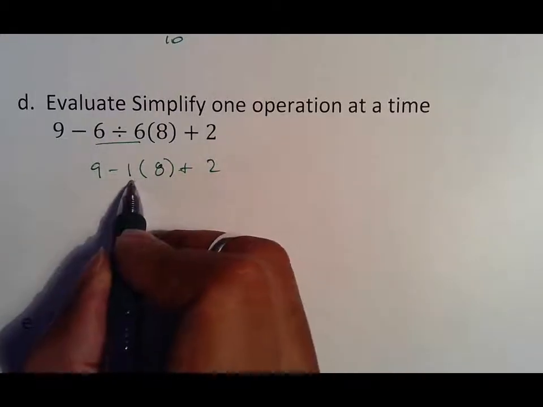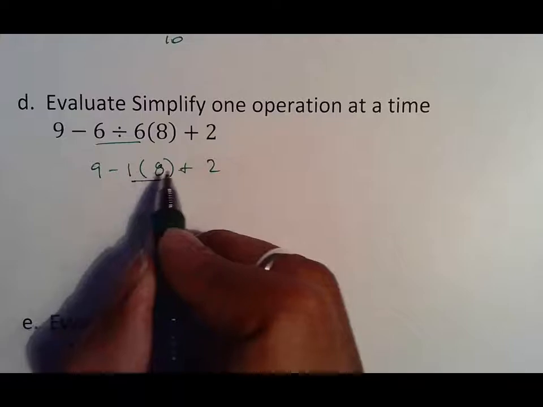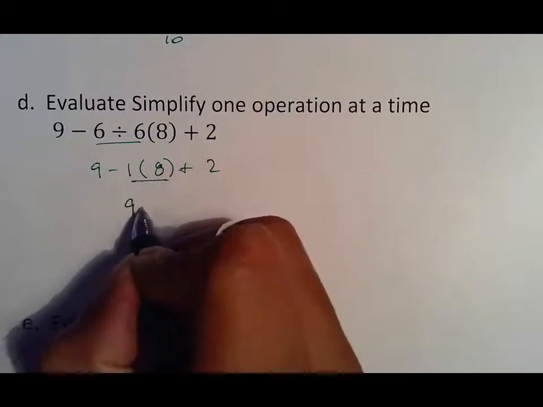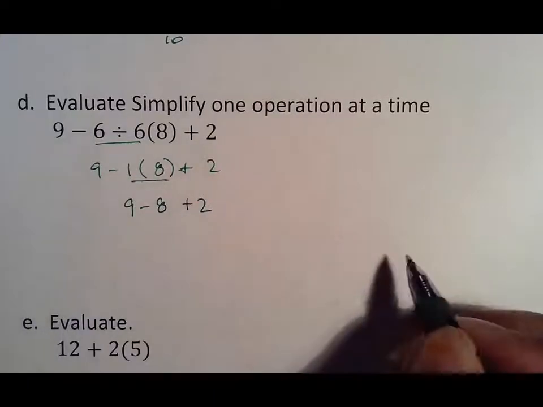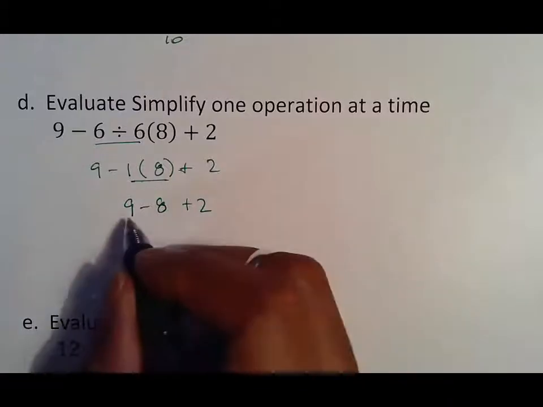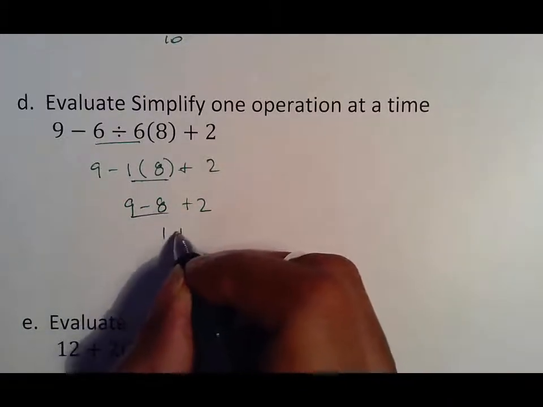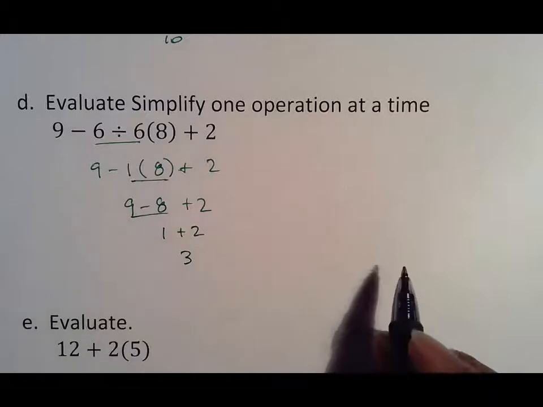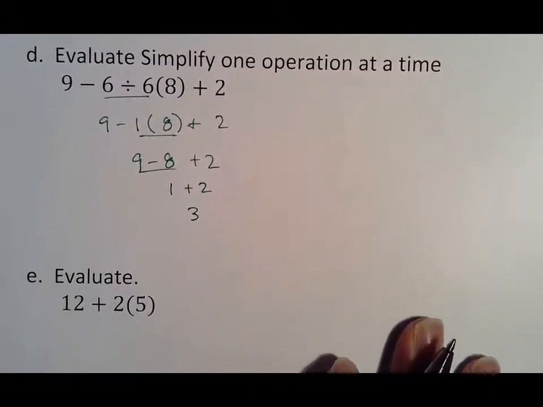Now we have multiplications there because it's subtraction, multiplication, addition. So that's your teacher. So 9 minus 8 plus 2. Now we do the first student in line, which is 1 plus 2, and then that makes 3. And that is all.